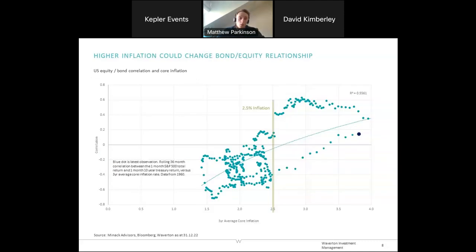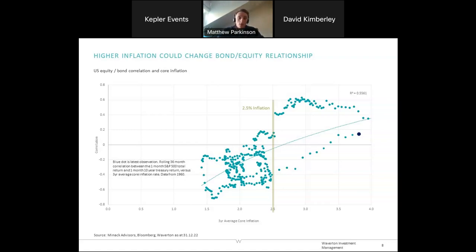Now, one of the reasons why this relationship has been so stable over the last 25 years, in our opinion, is because inflation has really only trended downwards since the 1980s, and that's been accompanied by a downward trend in rates. But now that's actually changed. This chart highlights the equity bond correlation and its relationship with inflation. In short, it shows that historically, when average 3-year core CPI goes above 2.5%, which is that yellowy green line there, the equity bond correlation turns positive.